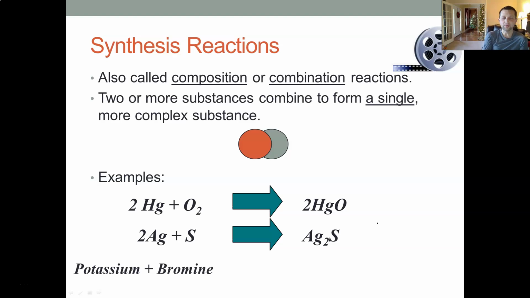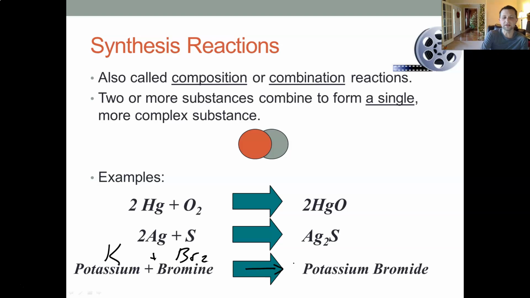Potassium plus bromine. If you're writing the formula for this, potassium is obviously K. Bromine ends in -ine, which should stick out to you as one of our diatomics, Br2. Yields another metal plus a nonmetal here. This will make a basic salt, so potassium bromide is our answer.